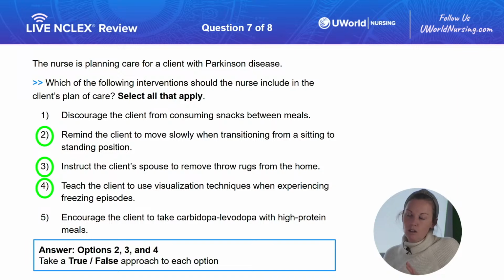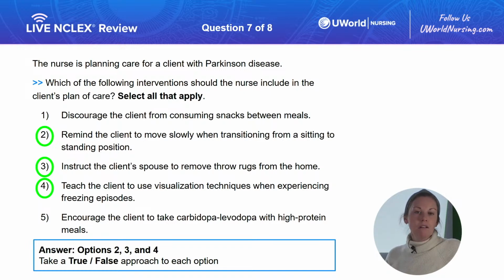neurodegenerative disorder. It's associated with deficient dopamine levels and uncontrolled acetylcholine levels in our brain. So that's how all of these manifestations present themselves, this imbalance of these neurotransmitters in our brain. So a lot of what we focus on with these clients is safety, obviously preventing fall risk and preventing aspiration as well. Looking at what we're seeing in these options, preventing falls is going to be the name of the game with this question.